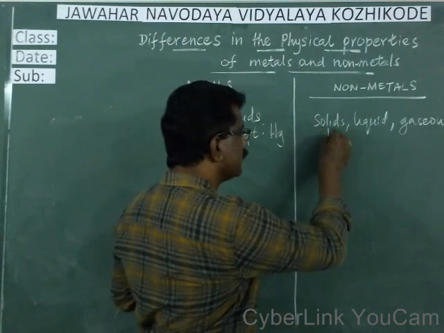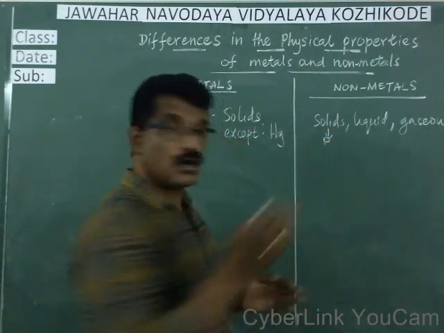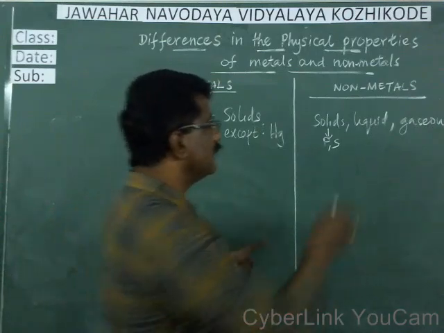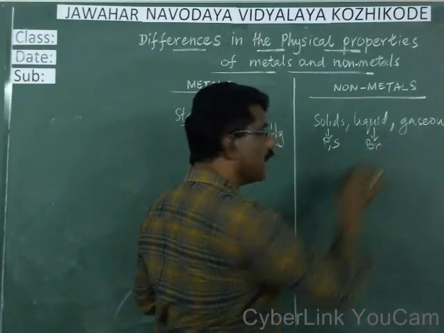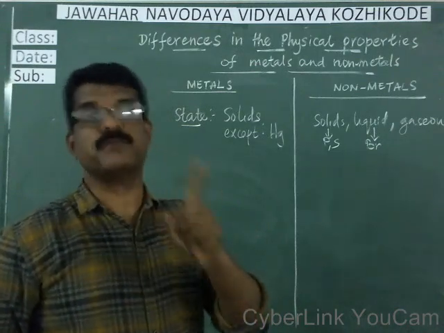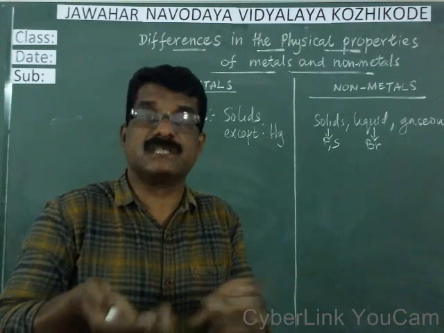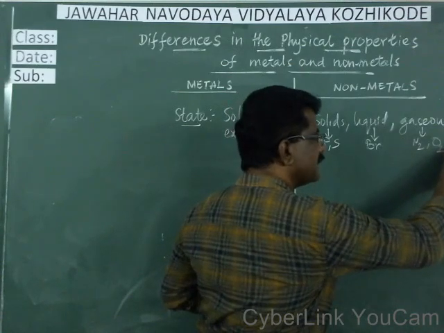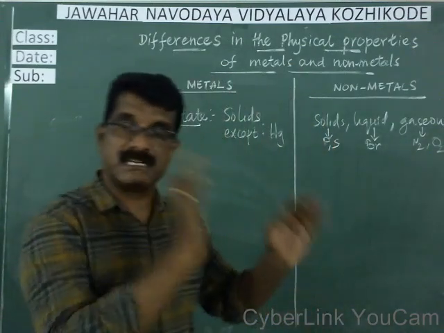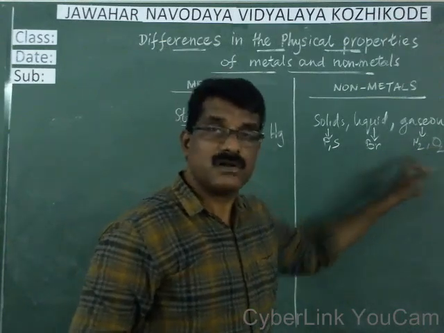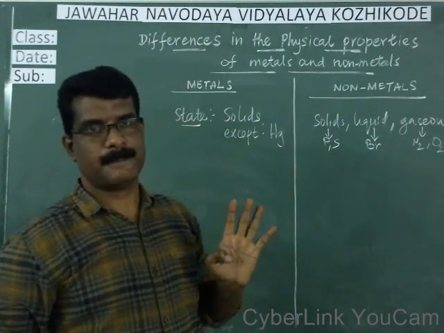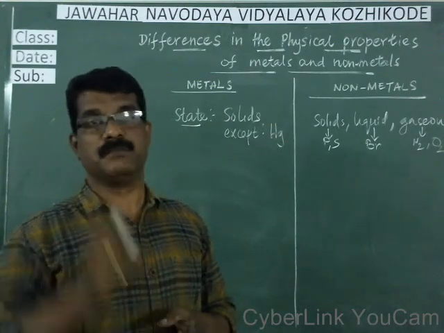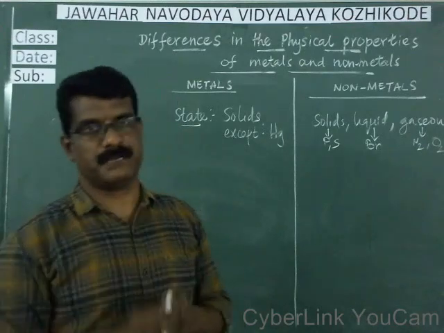Phosphorus is a solid non-metal. Sulfur is a solid non-metal. Bromine, Br means bromine. Bromine is in liquid state at room temperature. And nitrogen, oxygen, hydrogen, all these non-metals are in gaseous state. So which is the non-metal which is in liquid state? Very good, bromine. Bromine is the liquid non-metal at room temperature.